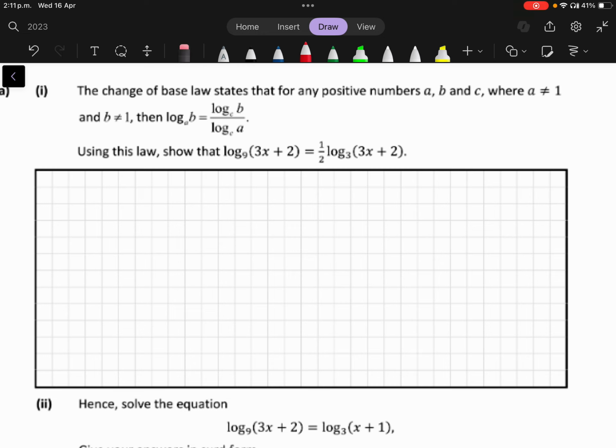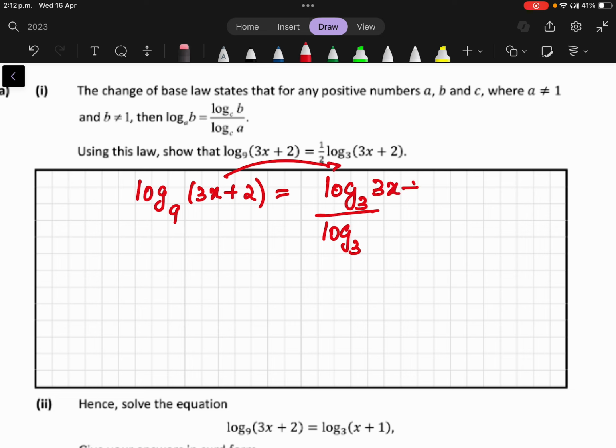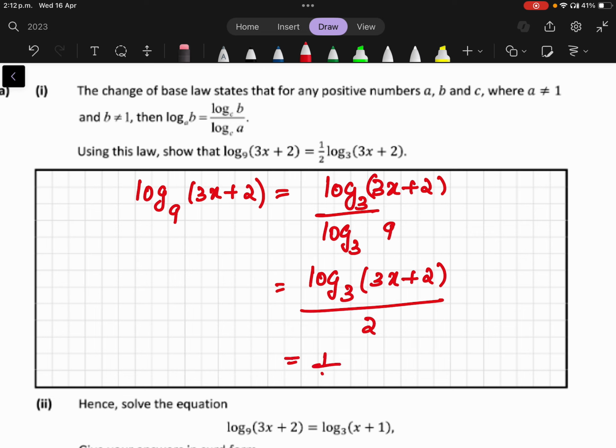So take the left hand side, log base 9 of (3x + 2), and we will use the log method which I explained. So log to the base 3, and 3x + 2 will come to the top, and 9 will come to the bottom. Let me just erase this because it is confusing. Okay, and that is equal to log base 3 of (3x + 2) divided by log 9 to the base 3, which will be 2. So that is equal to half log base 3 of (3x + 2).